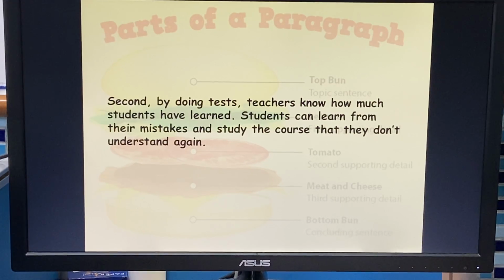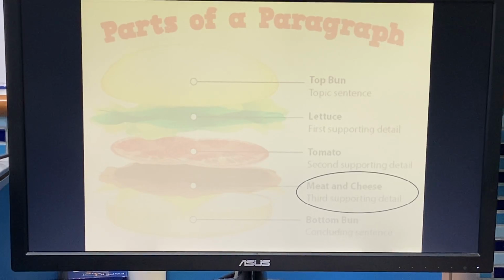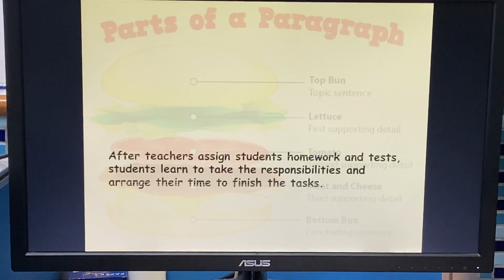Second, by doing tests, teachers know how much students have learned. Students can learn from their mistakes and study the course that they don't understand again. 这就是我们刚刚想 idea 组织 idea 时候的第二个，就是呢，帮助学生了解学了多少。Then number 3, third supporting detail.